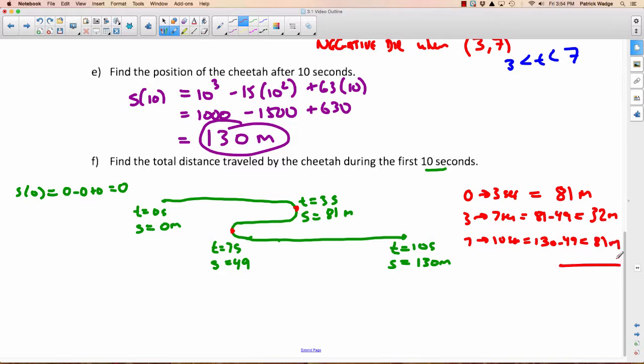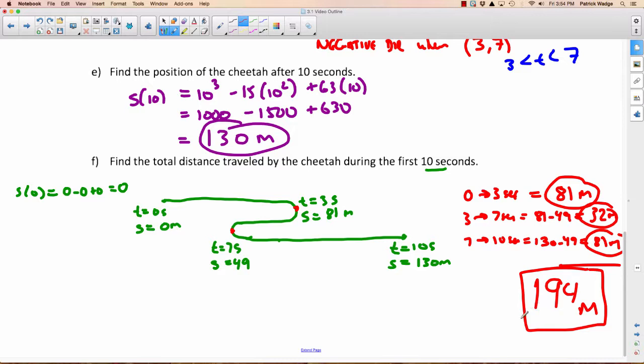Last step, add those all together: the 81, the 32, and the 81. If you add those up, 162, 194, you get 194 meters. In the first 10 seconds, the cheetah traveled 194 meters.